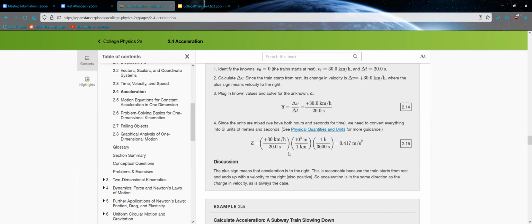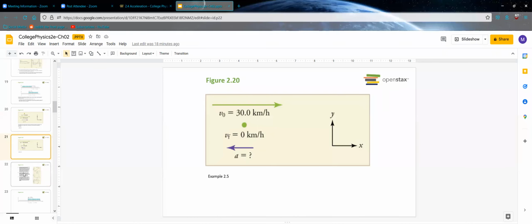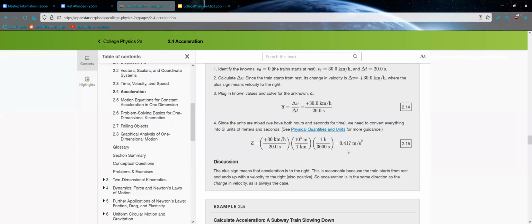So the question itself is 30 divided by 20, but the answer here is in meters per second, right? Kilometers per hour per second is not meters per second squared because we want an acceleration. So we need to convert kilometers to meters, and we need to convert hours to seconds, and we need to make a new second. We need to get rid of kilometers and hours, essentially. So that's what's going on here.